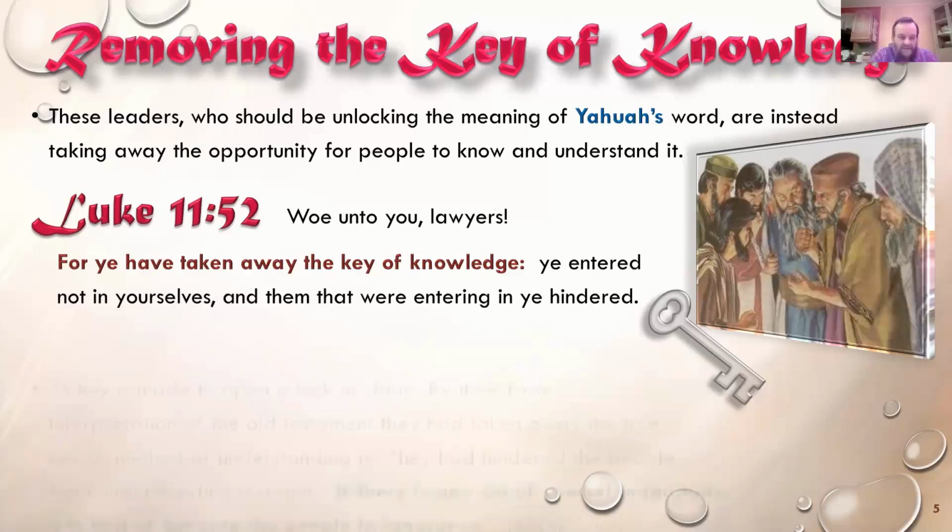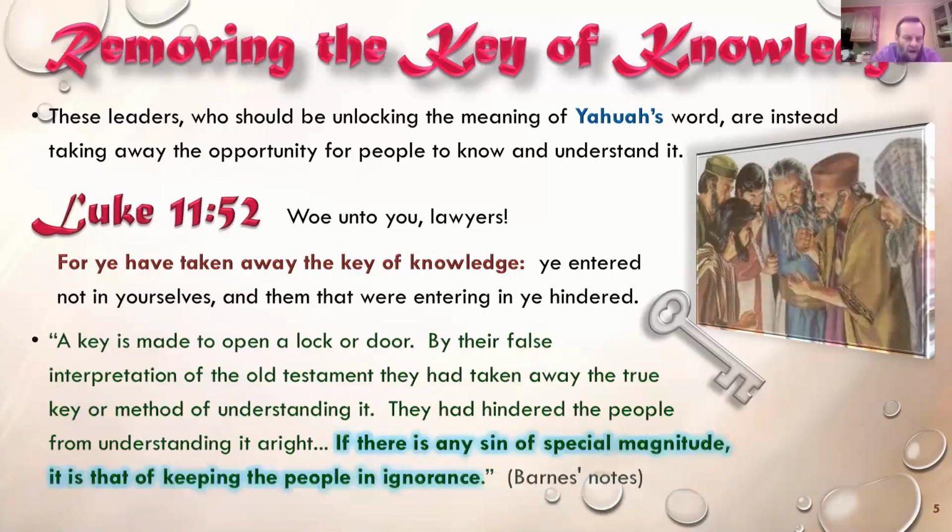Very interesting. A key is made to open a lock or door. By their false interpretation of the Old Testament, they had taken away the true key or method of understanding it. They had hindered the people from understanding it aright. If there is a sin of special magnitude, it is that of keeping the people in ignorance. And that is from Barnes' notes.